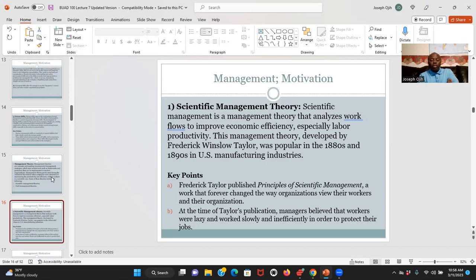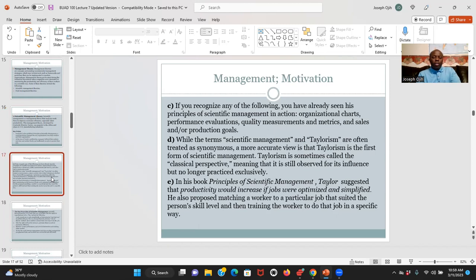with his book, Principles of Scientific Management. This book basically changed the way organizations view their workers and their businesses. So remember, the scientific management theory is about analyzing the workflow to improve economic efficiency and labor productivity, and doing it in a scientific way.